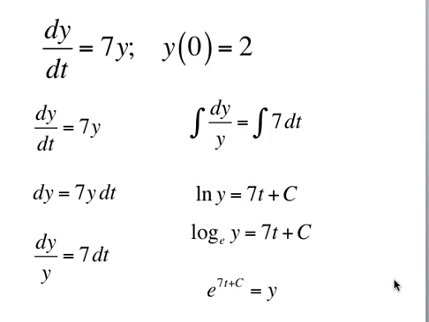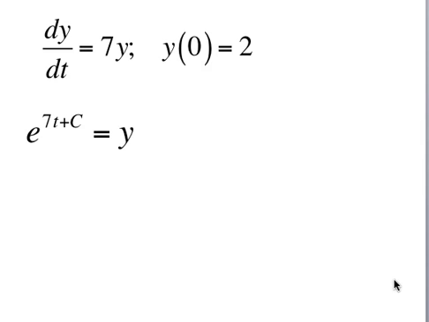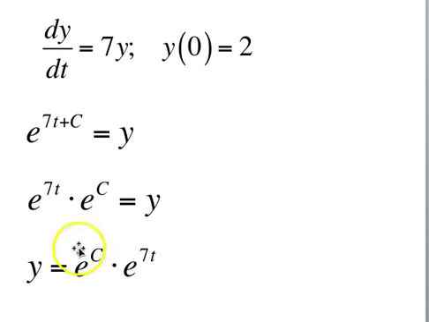Now, e to the 7t plus c, is there another way for us to think about that? Well, if you have the same base, you add the exponents. So e to the 7t plus c could be thought of as e to the 7t times e to the c. C is an arbitrary constant. e is about 2.718. So 2.718 to an arbitrary constant is still an arbitrary constant. So we're going to rethink of this as e to the 7t times some arbitrary constant.